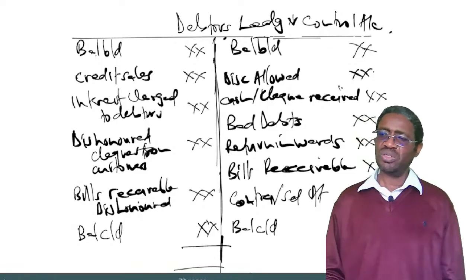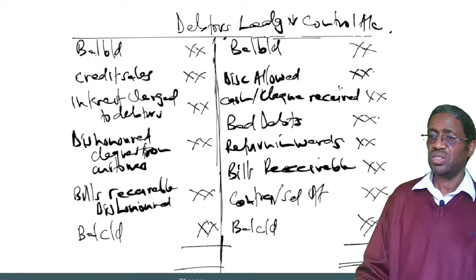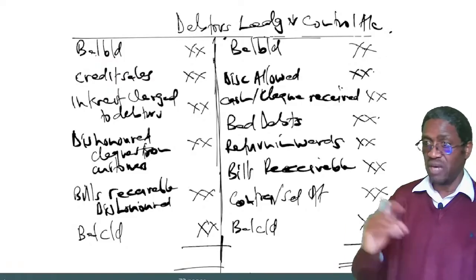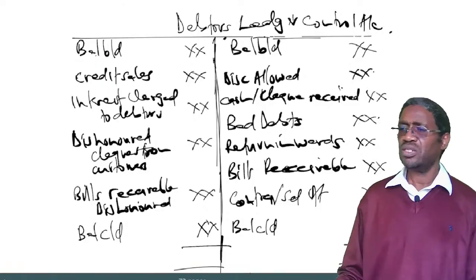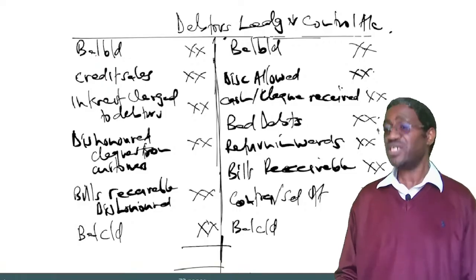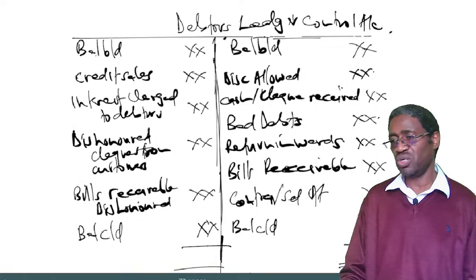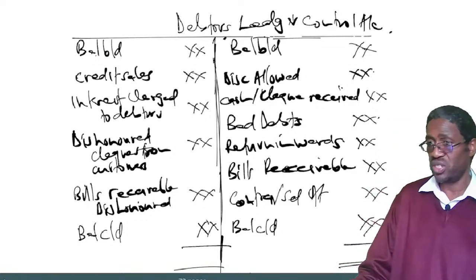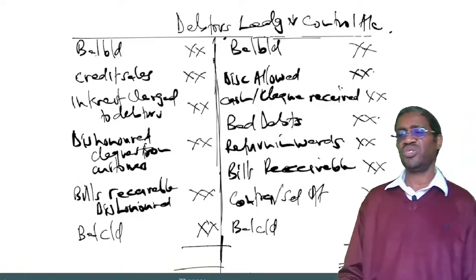Bills receivable: I told you, you were given a bill of exchange, so to you as a business it became a bill receivable. The moment you received it, you debited the account called bills receivable and credited debtors because it's as good as being paid. What if it became dishonored at the date of maturity? You cancel the credit by debiting it. That's what we are doing.